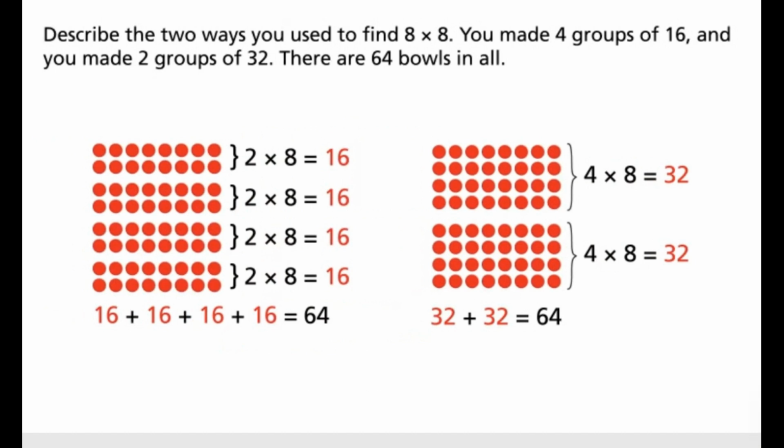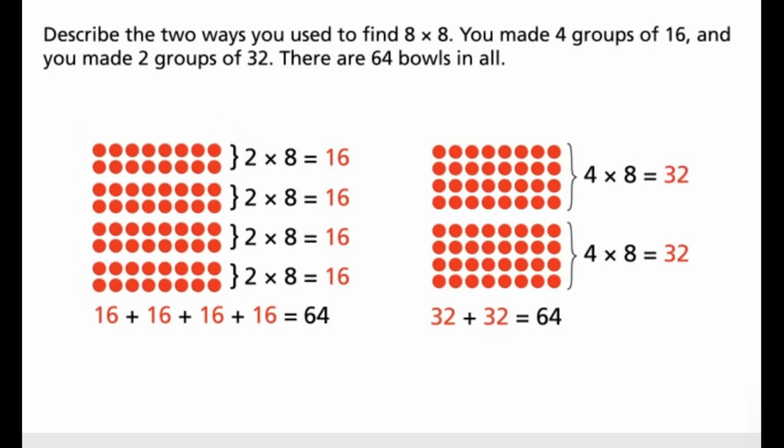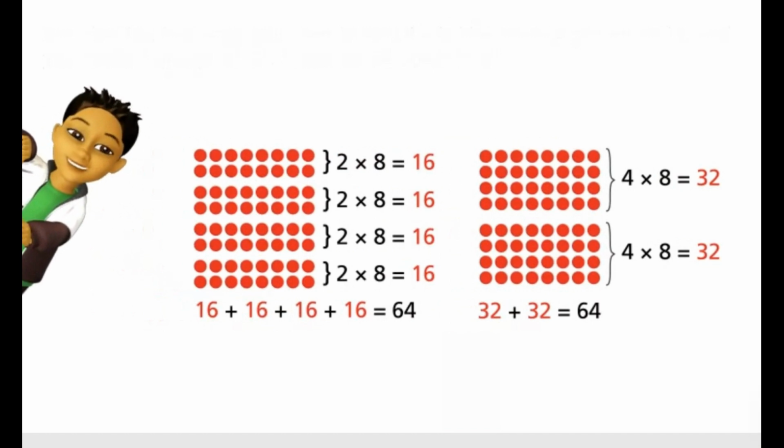Describe the 2 ways you used to find 8 times 8. You made 4 groups of 16, and you made 2 groups of 32. There are 64 bowls in all. Now you know how to use doubles to multiply with 8.